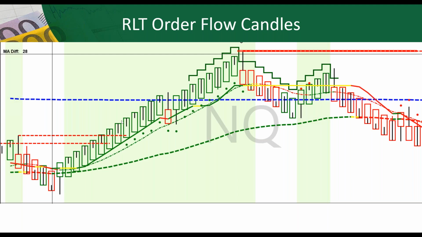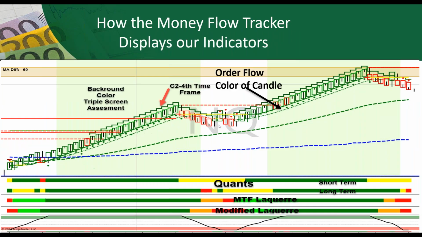If the outline of the candle is green, it means the delta of the candle is positive. If the outline of the candle is red, it means the delta of the candle is negative. To keep it simple, when I'm trading, this is how I think of them. If I have green candles, I have more buyers than sellers. And if I have red candles, I have more sellers than buyers. So keep it super simple.